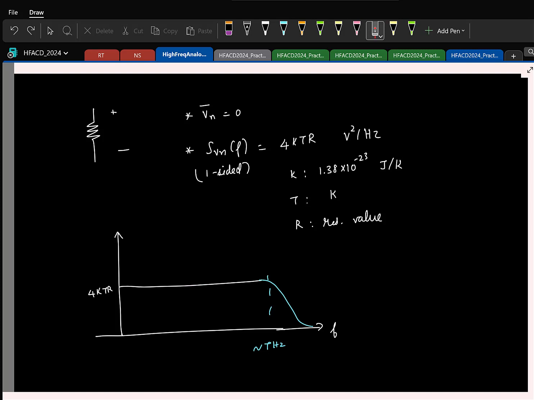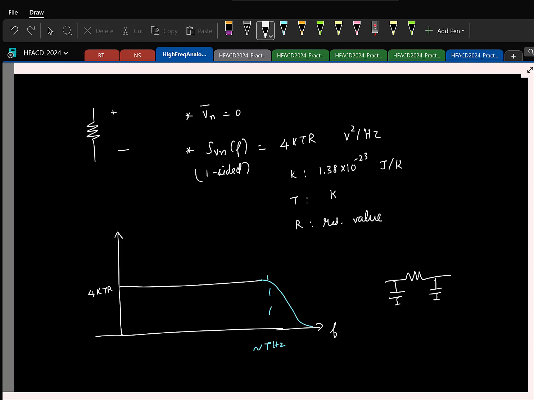But for all practical purposes, we will not be operating anywhere close to this. We are not quantum mechanical engineers. So for all our practical purposes, it's constant, right? Because in practice, if you take a resistor, you will have some parasitic capacitor here or there. That itself will limit the bandwidth to much lower frequencies. So within your operating bandwidth, it's constant. Cool. So now you know the properties of this resistor's noise.